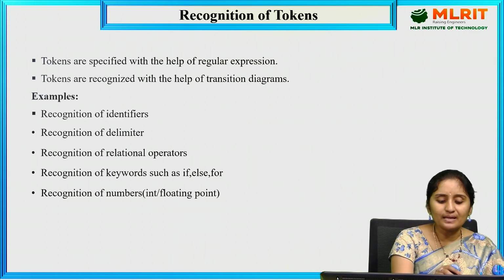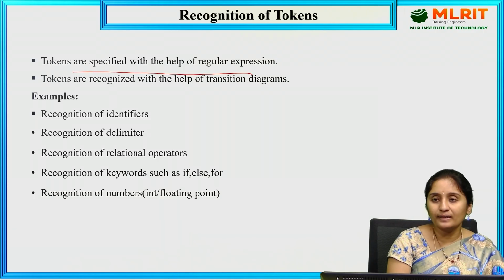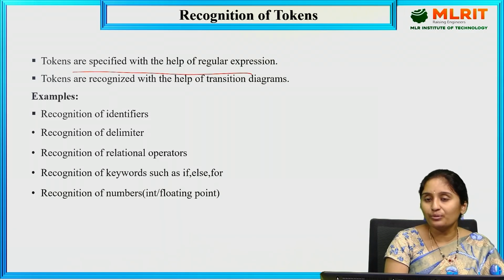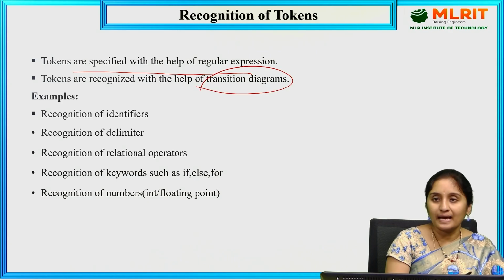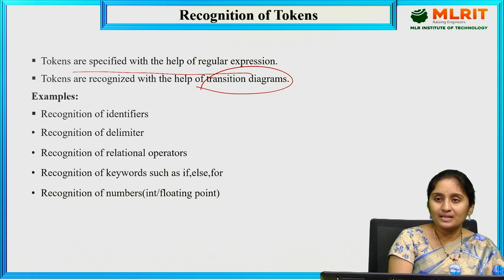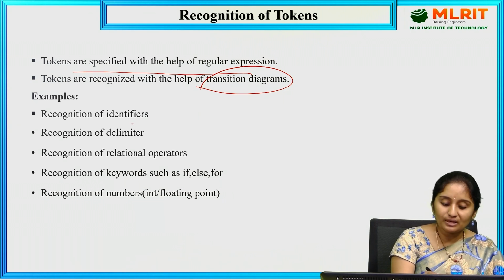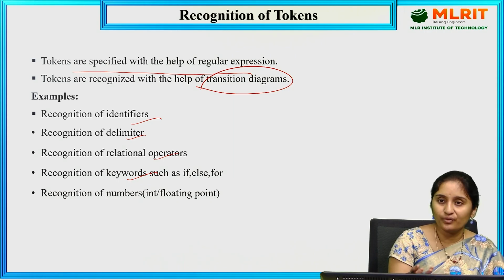Tokens are generally specified with the help of regular expressions. Tokens are described as patterns in the form of regular expressions. To represent these regular expressions, we use transition diagrams. There are a few examples that come under these tokens: we are going to recognize identifiers, recognition of delimiters, recognition of relational operators, and recognition of keywords such as if, else, for loop or while.